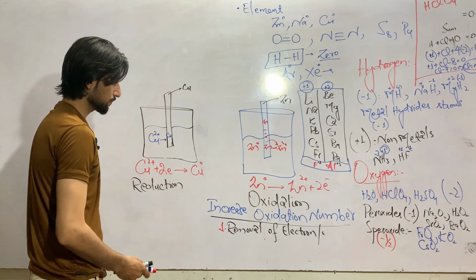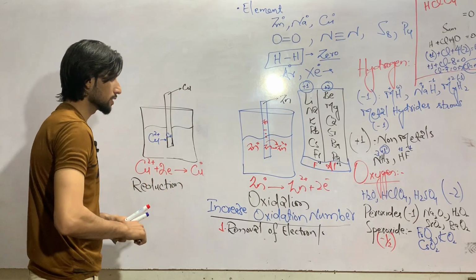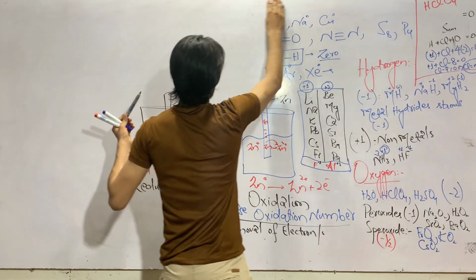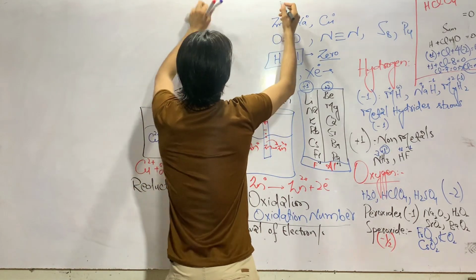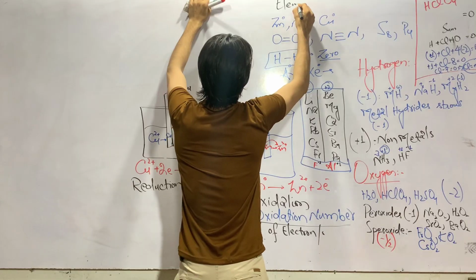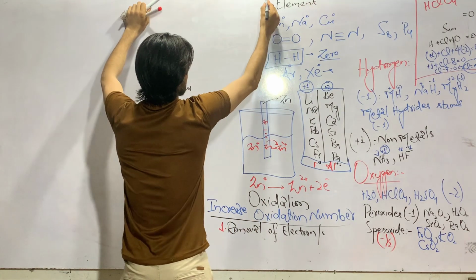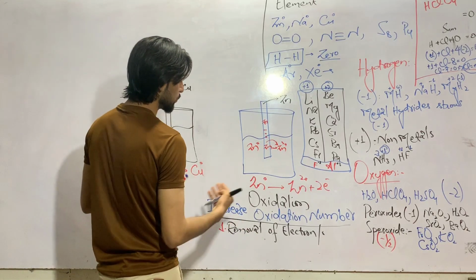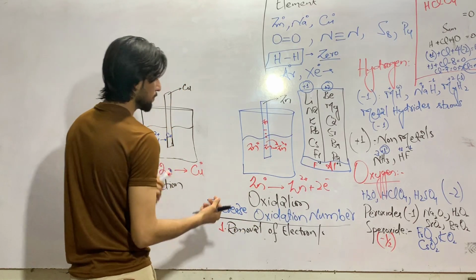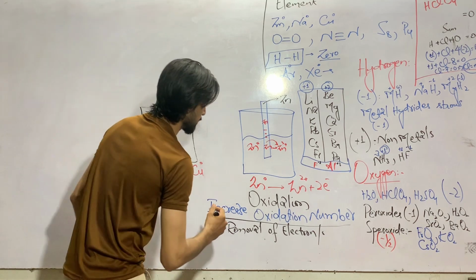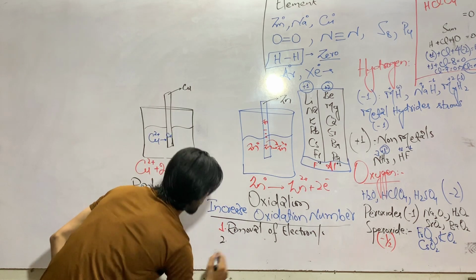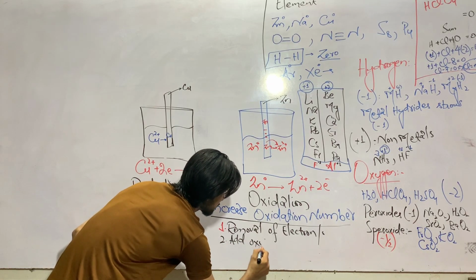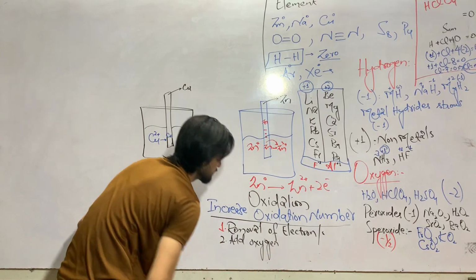We could also add oxygen or another electronegative atom. So now let's talk about another thing. How can we do oxidation, increasing the oxidation number, by another method? That is number two: add oxygen to increase the oxidation number.